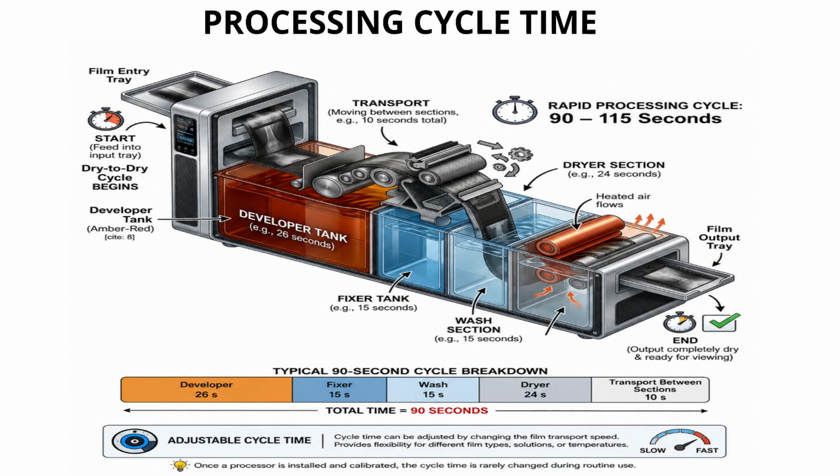Some automatic film processors allow the processing cycle to be adjusted by changing the film's transport speed. This provides flexibility when using different film types, developer solutions, or processing temperatures. However, once a processor is installed and properly calibrated, the cycle time is rarely changed during routine use.